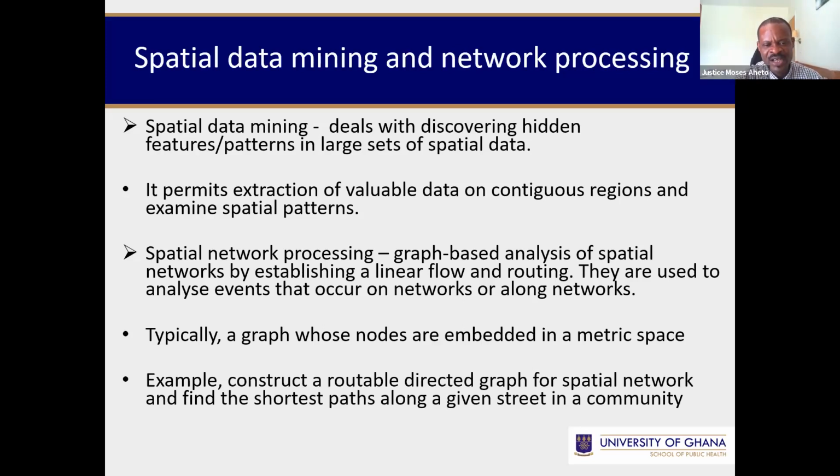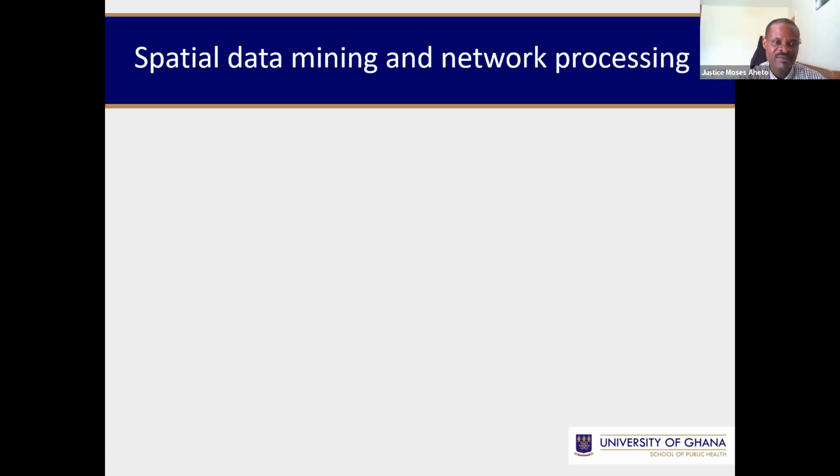For example, you can construct a routable directed graph for a spatial network and find the shortest path along a given street in a community. That's a typical example. The whole idea here is to find the shortest path within that community. So you try to map the network across the entire community and see which of them provides the shortest path.